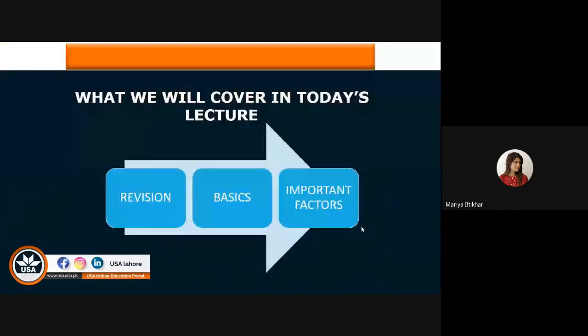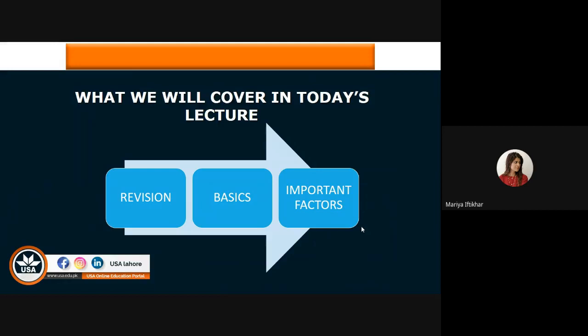The agenda for today's lecture is that first we will do the revision of the previous lecture, as I think that some of the students might not be able to view the previous lecture because of many factors, and because nowadays we have Ramadan, the holy month of Ramadan. So we will be doing the revision of the previous lecture, which has been delivered very beautifully by Ma'am Ishwa, and then we will move on to the next phase, which is the basics.